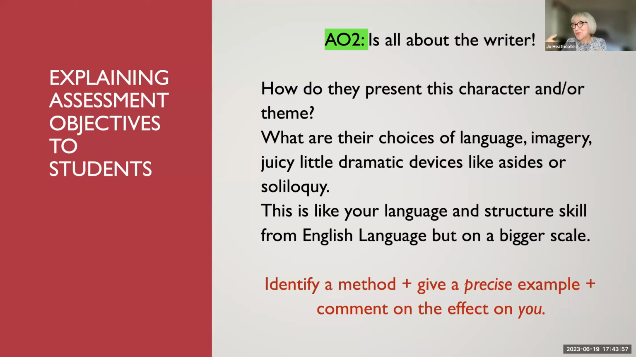So it's like your language and structure skill for the English language papers, but maybe from a bigger box of tricks, is the way that I like to explain it to students. When you may be dealing with AO2 for English language and you're given little bits of text to work with, yes, you might be using parts of speech there, you might be looking for similes, metaphors and so on, but when you're dealing with literature, you've actually got a much bigger box of tricks to deal with.